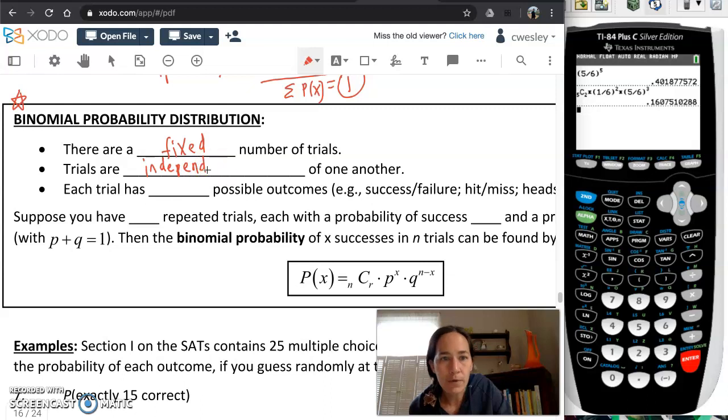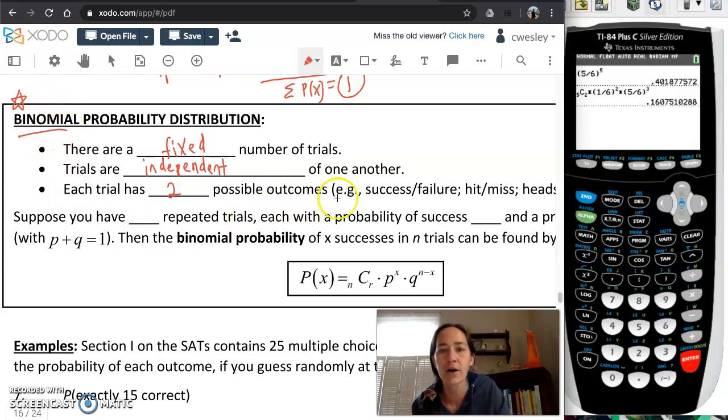You'll remember from our probability unit that with independent trials, the probability of one event happening has no effect on any of the other trials, right? When I roll a die, I still have a 1 in 6 chance of getting a 3 throughout the experiment. Each trial has 2 possible outcomes. That's where the binomial comes from.